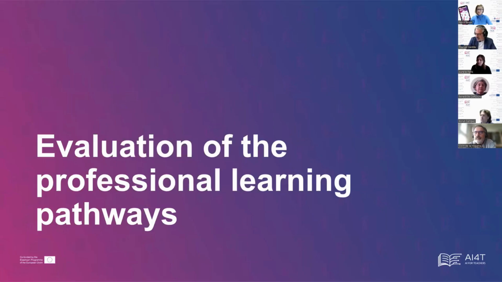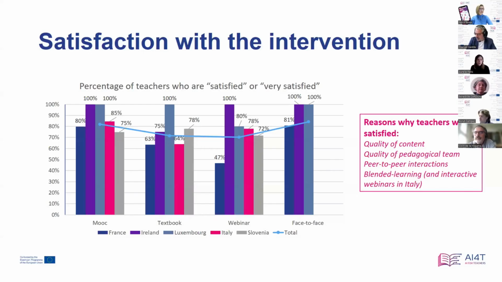Now moving on to the evaluation of the professional learning pathways. First, we saw that there was a high level of satisfaction in general towards each part of the professional learning pathway: the MOOC, the textbook, the webinar, and the face-to-face session in countries where they took place. And the variations between countries could be due to variations in the professional learning pathways, how they were conducted. For example, the textbook, we know that it was used to varying degrees depending on the countries. And the webinars also had different formats.